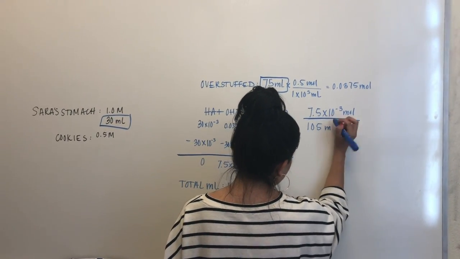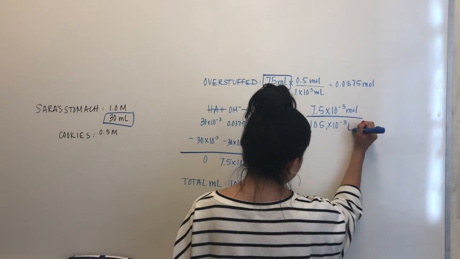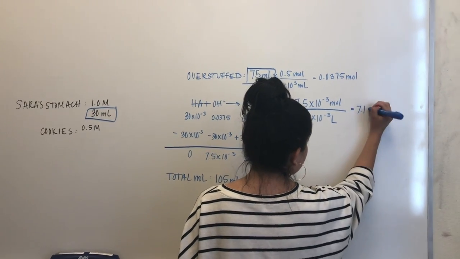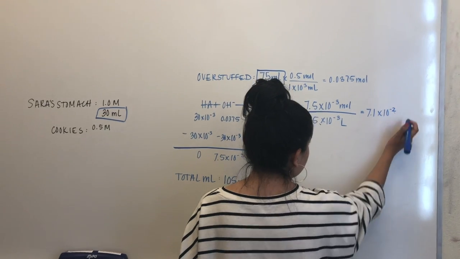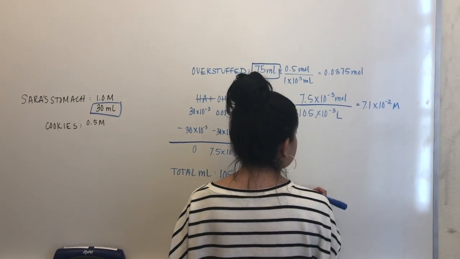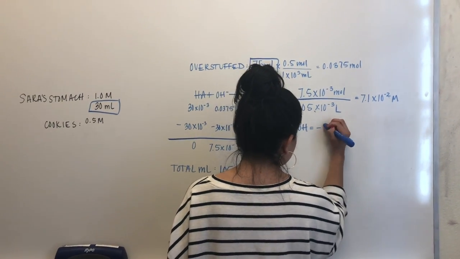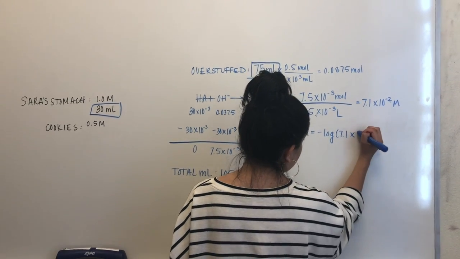Use the moles of base and divide it by the entire volume to obtain the concentration of the base. Use this to calculate the pH of the excess region.